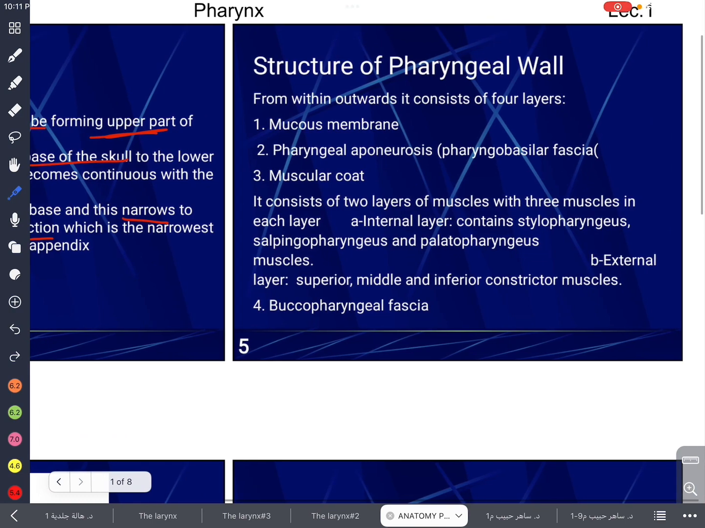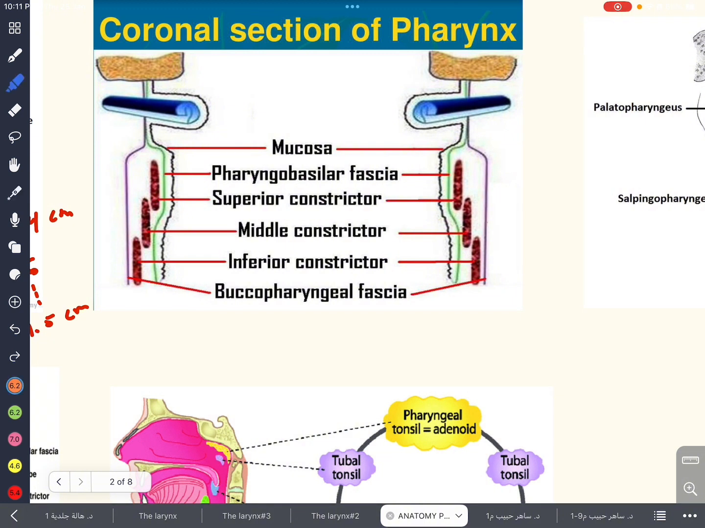Now the other thing we're going to talk about is the structure of the pharyngeal wall. As shown here in these pictures, we will go from medially to laterally. So the first layer in the pharynx will be the mucosa. This is the mucosa. And the second layer will be the pharyngeo-basilar fascia, which is also called the pharyngeal aponeurosis. This one in the green. The third layer is the muscular layer. And the fourth is the buccopharyngeal fascia.